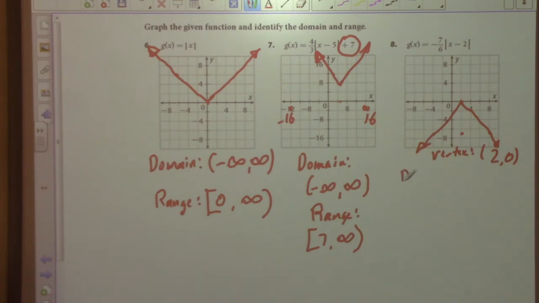Okay, our domain is gonna be, what is our domain? Same thing, right? Yep. What is our range gonna be for this? Infinity, big infinity up to 0. Okay, so really that's gonna be it for that one. Not too hard. No, not really.